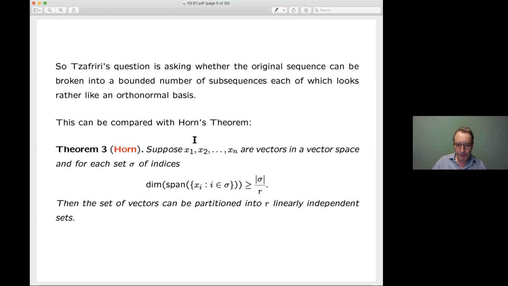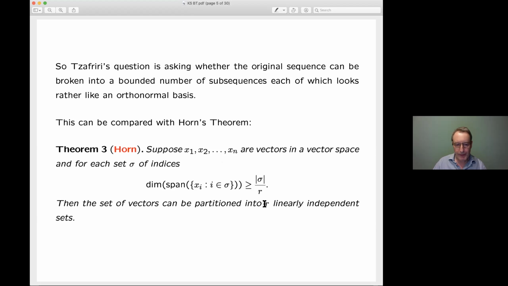And suppose that for each collection of them, they span a space of dimension at least 1 over r times however many you've got in the collection. So if you take any 10 of them, they span a space of dimension at least 10 over r. Think of r as being 2, for example. So every 10 of them span a space of dimension at least 5. Every 11 span a space of dimension at least 6, because at least 5.5 means at least 6, and so on. Then the conclusion is that you can partition this set of vectors into linearly independent subsets, and the number of them is exactly right.